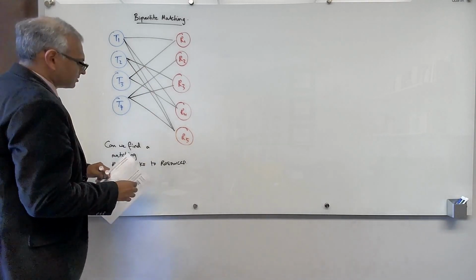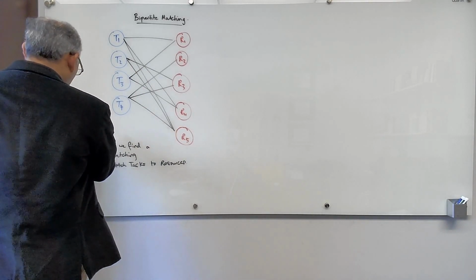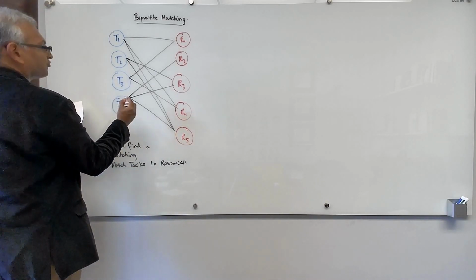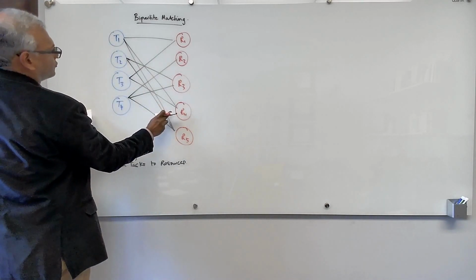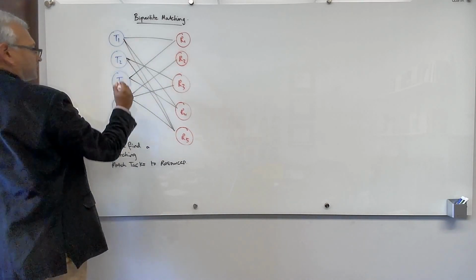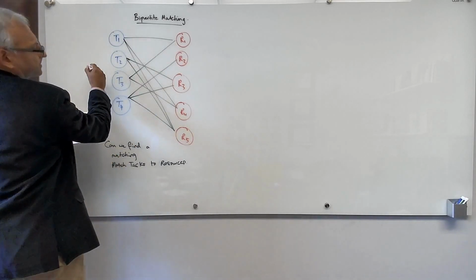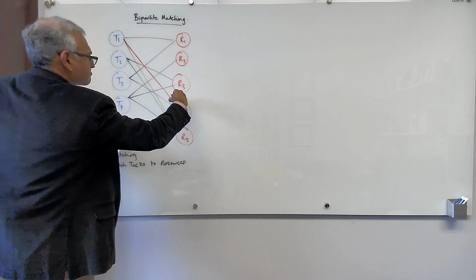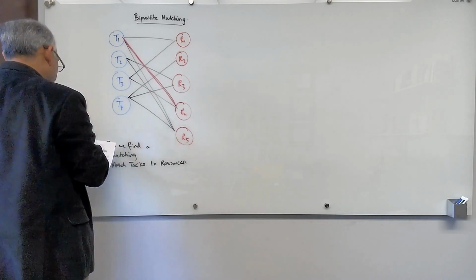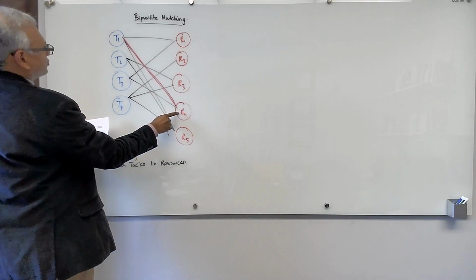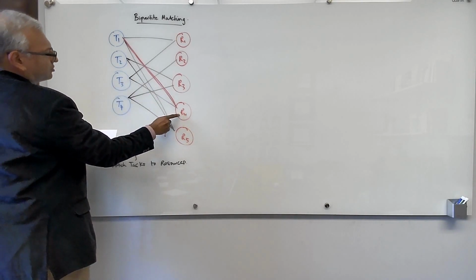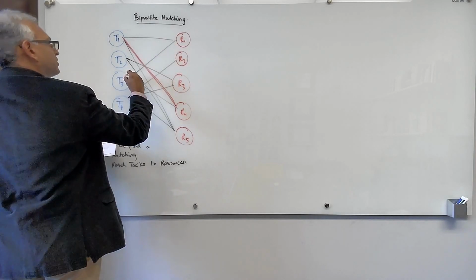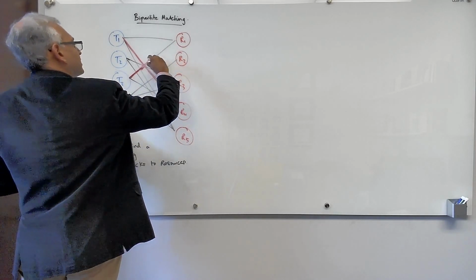Let's see if we can do it. In this particular case, we can. For example, we can use resource 4 to do task 1. So I'm going to assign task 1 to resource 4. How shall I draw that? I'll draw a thick red line. Now that we have assigned resource 4 to task 1, task 3 also needs resource 4, but that's now used up. So we can assign task 3 to resource 1. Here's another thick line.